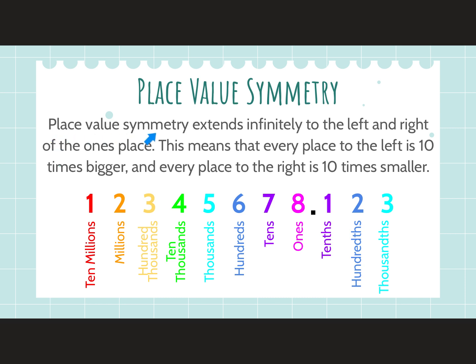So place value symmetry extends infinitely to the left and to the right of the ones place. The ones place is kind of our beginning, and then it continues in the same pattern on both sides continuously.